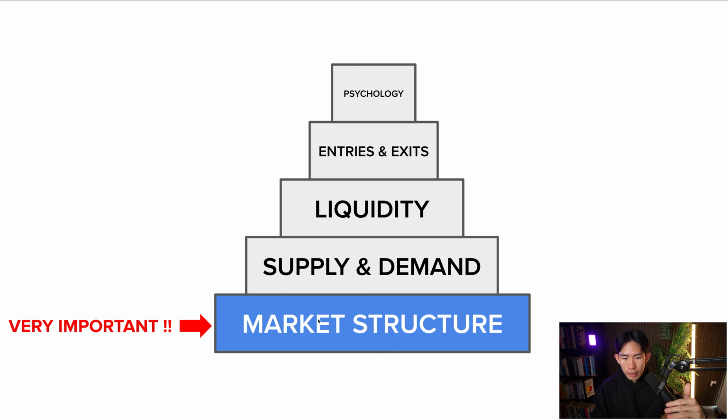So this is, to me, the order of importance in terms of market mechanics. Market mechanics comprises liquidity concepts, institutional concepts, institutional zones, order flow, market structure, a lot of these different concepts. But what lies at the foundation is market structure. So I really can't emphasize the importance of market structure. It's so important. You just gotta learn it. And not only must you learn it, you must master it. Because every other concept is built on top of market structure.